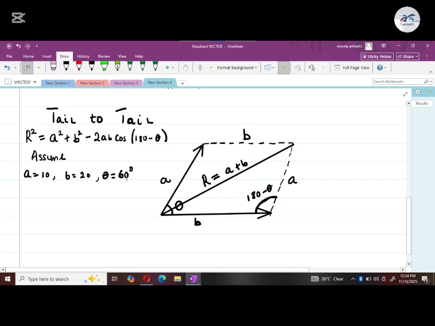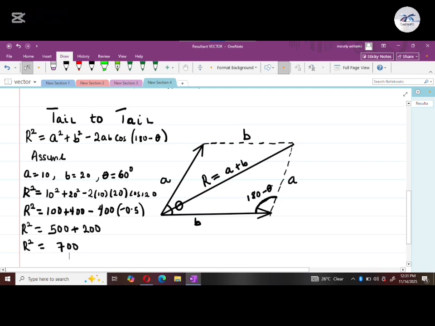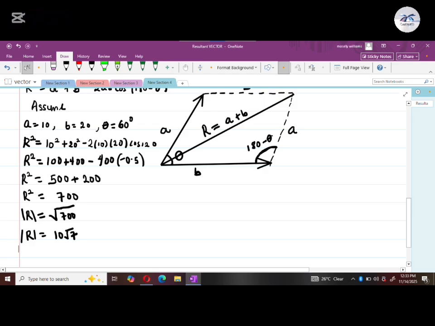Let's assume A equals 10, B equals 20, and theta equals 60 degrees. This means that we have R squared equals 10 squared plus 20 squared minus 2 times 10 times 20 cos 120. Then 10 squared equals 100, 20 squared equals 400, minus 2 times 10 times 20, that's 400, and cos 120 is minus 0.5.